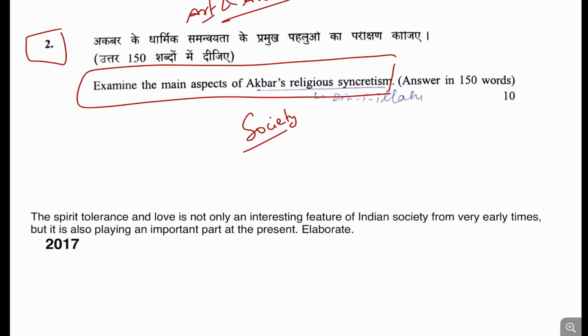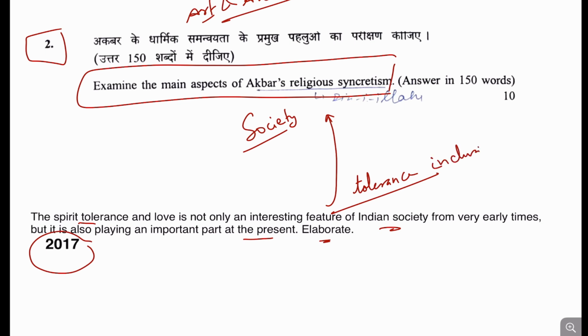This type of question has also been asked by UPSC in a different format: the spirit of tolerance and love is not only an integral feature of Indian society from very early times, but it is also playing an important role at present; elaborate. This question was asked in 2017. So in a sense, Akbar's religious policy has been asked from the Indian society perspective, because of the spirit of tolerance as well as inclusivity. That is why this question becomes very important.